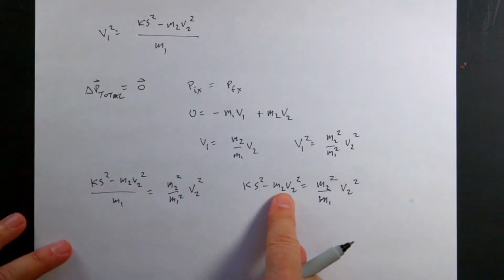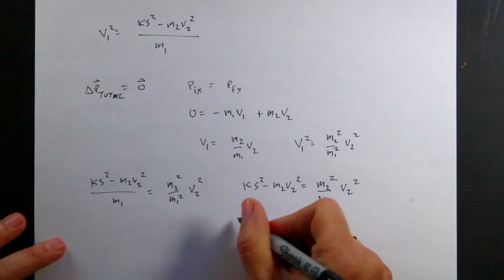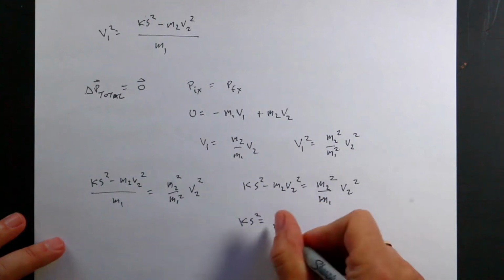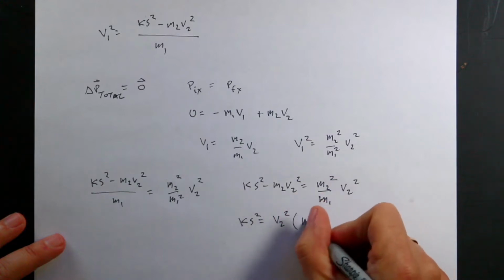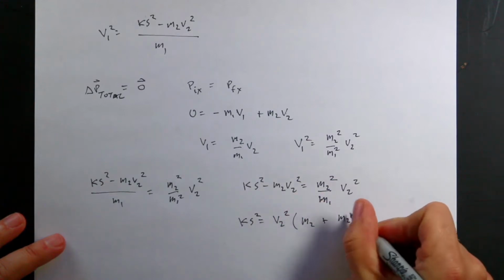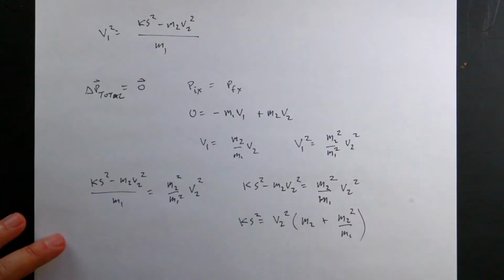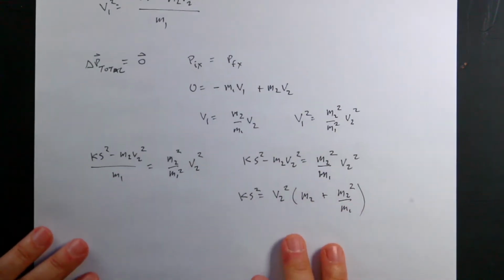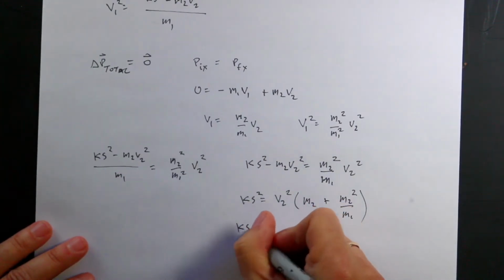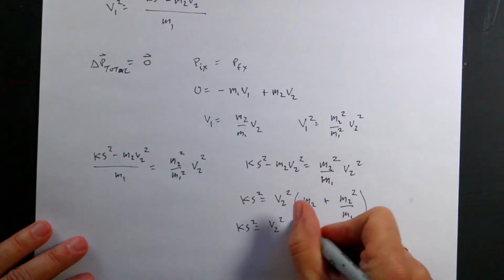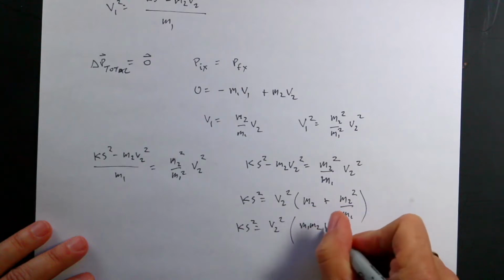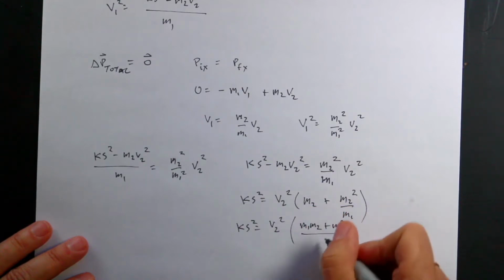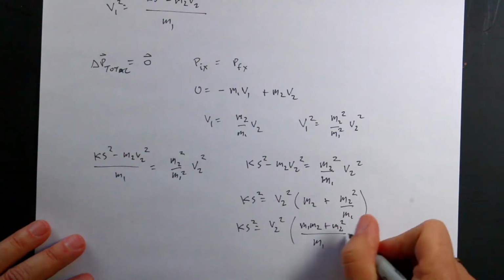Okay, so now let's just add that to the other side, and I get ks squared equals, and I'm going to factor out the v2, v2 squared times (m2 plus m2 squared over m1). And if I want, I can get a common denominator here, and I apparently do want. So let's write that as ks squared equals v2 squared times (m1 m2 plus m2 squared), all of that over m1. And that just makes it a little bit easier to divide.